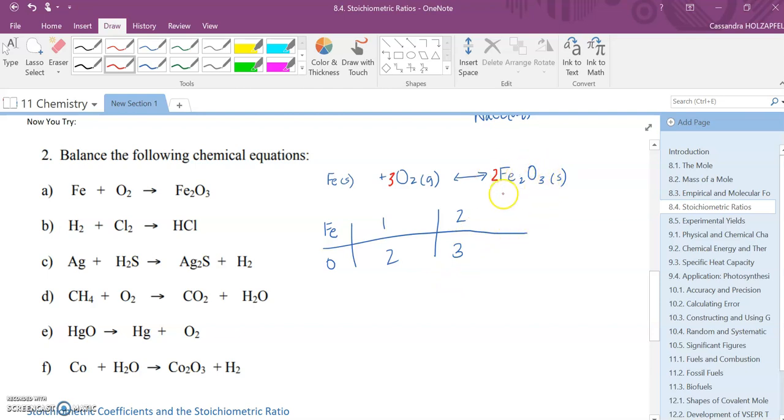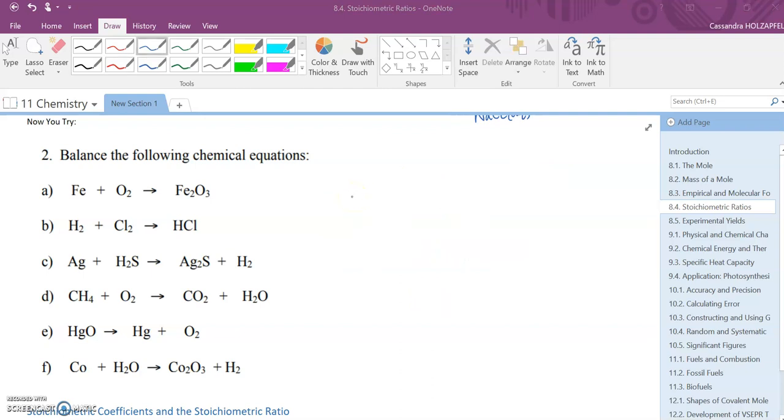So I'll start off with this one. I now have 4 irons on the right-hand side, and I have 6 oxygens on the right-hand side. If I go over to the left-hand side, I've got 6 oxygens, and I've still got 1 iron. So all I'm going to do to balance these is to write a 4, and then I now have 4 irons on each side. I'm going to clear the page, and I'm going to come back and do the second example.